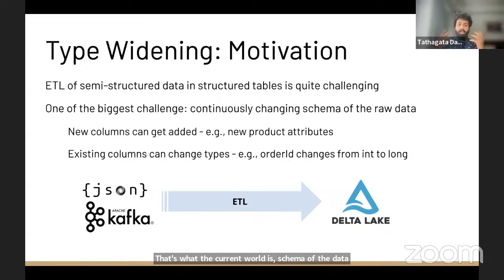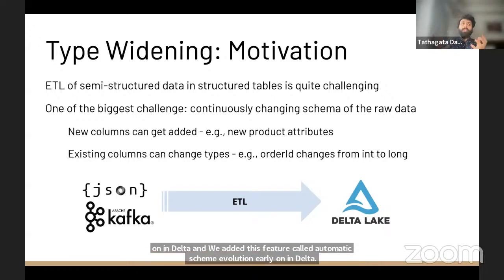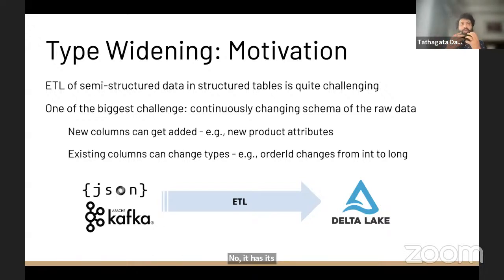And we recognized this challenge very early on in Delta, and we added this feature called automatic schema evolution early on in Delta Lake. Now, it has its limitations. To understand that a little bit more, let's look at how schemas can change. One is new columns can get added. For example, if you have products, new products getting new tags or attributes or additional features, those fields can appear, new fields can appear inside your JSON, and you want to capture those fields and add them to the Delta Lake table as well.